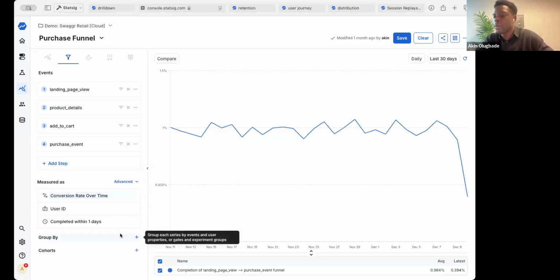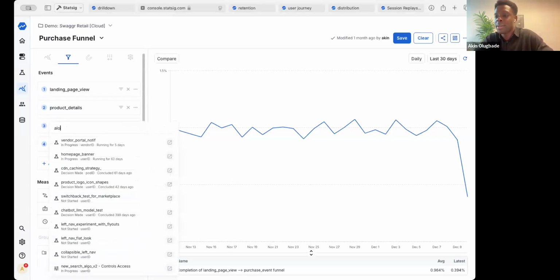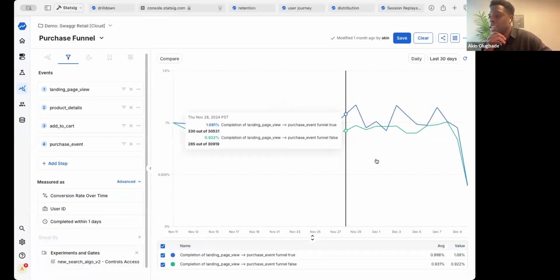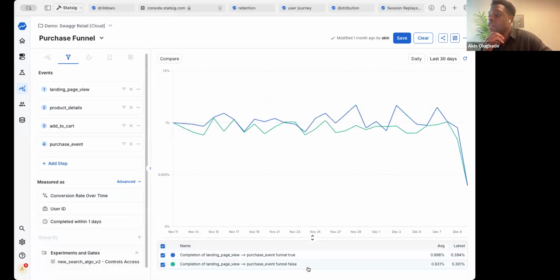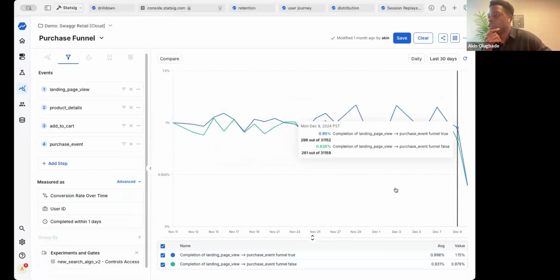And once again, you can group this by event or user property, but also experimental gates. So if we go back to that new search algorithm, you can see that the conversion rate over time for folks who have this new search algorithm diverges from the folks who don't.